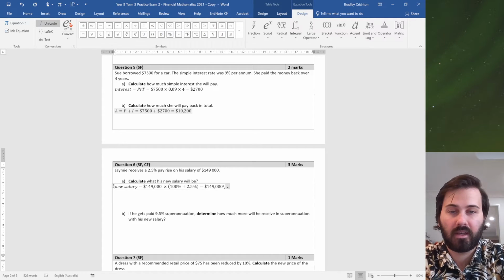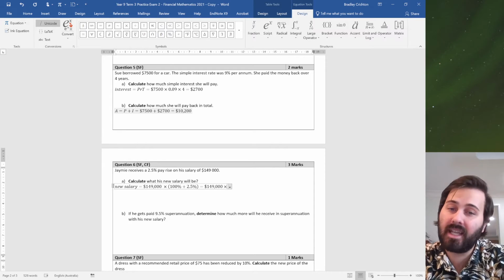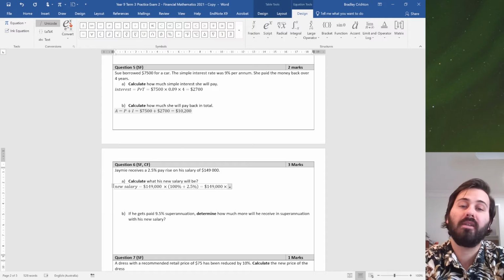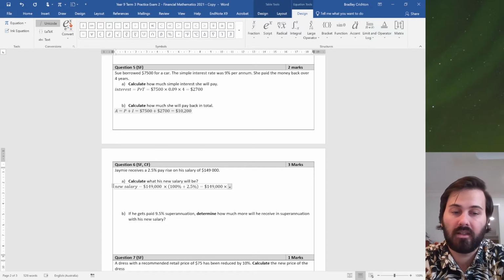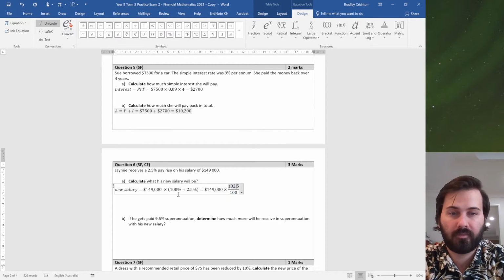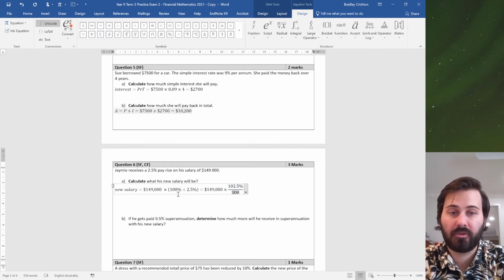So when we put those together, we have $149,000 multiplied by 102.5%. That needs to be converted to a decimal, so we divide it by 100. So let's just write that in, 102.5 divided by 100. Why are we dividing by 100? So we can have it as a decimal.